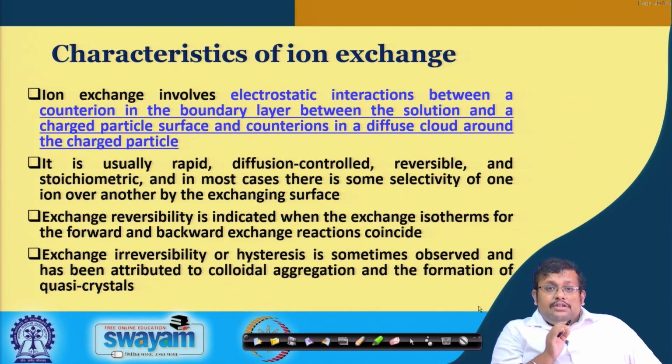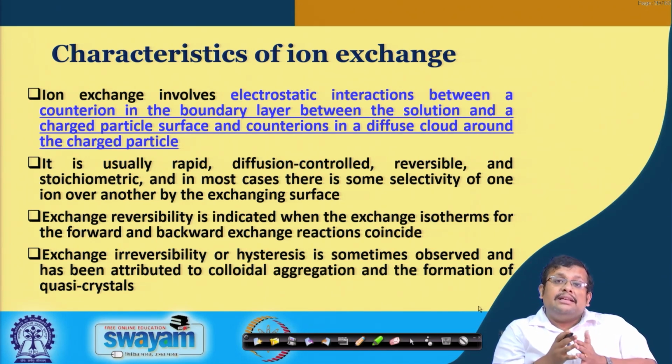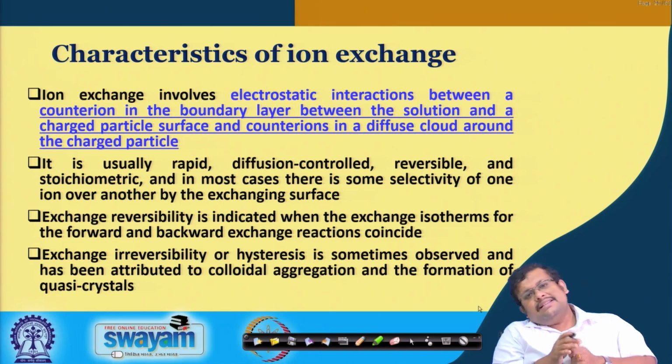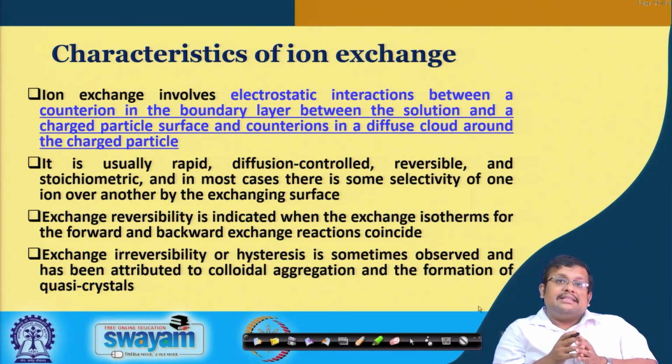It is usually very rapid and diffusion controlled, reversible in nature and stoichiometric, and in most cases there is some selectivity of one ion over another by the exchange surface. Just like in the case of cation exchange capacity, anion exchange capacity also shows selectivity among different anions.